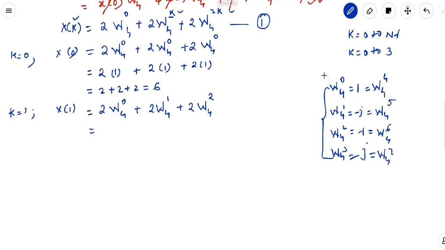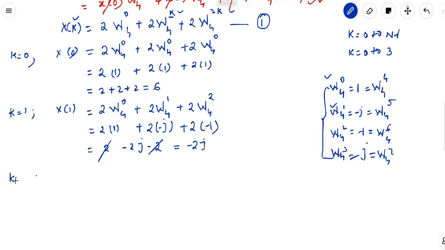So what is omega 4 of 0? It is 1. So 2 into 1 plus, what is omega 4 of 1? That is minus j. So 2 into minus j plus 2 into omega 4 of 2, that is 2. So this is minus 1. What is omega 4 of 2? It is minus 1. So this becomes 2 minus 2j and minus 2. So this minus 2 and plus 2 will get cancelled. So what you are going to get? Minus 2j. So the value of x of 1 is minus 2j.